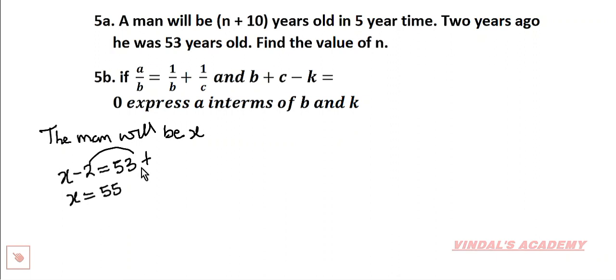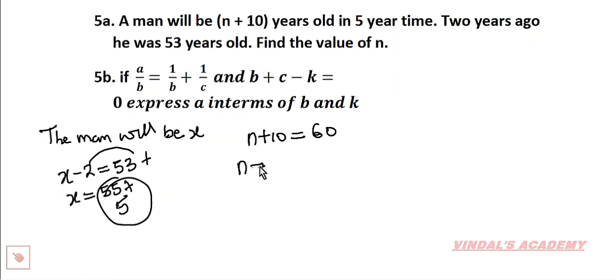If the man is 55 years now, in 5 years' time it's going to be n plus 10. It's going to be 60 years, because in 5 years' time I have to add 5 to this. So that's going to be 60. Now, n is going to be 50, when you subtract 10 from both sides. All right, that is the answer.